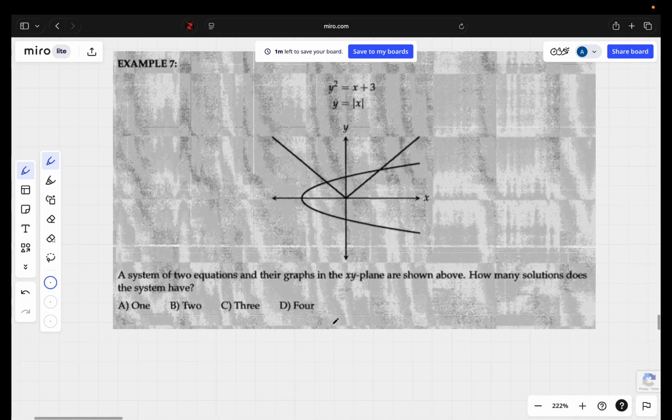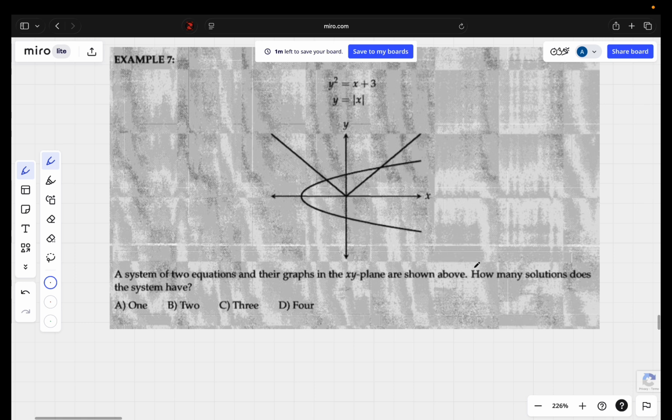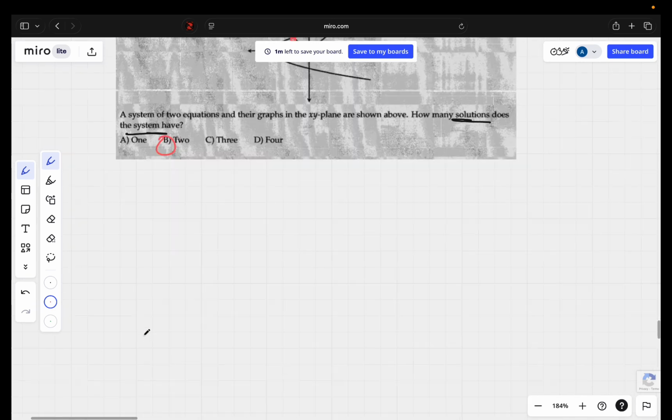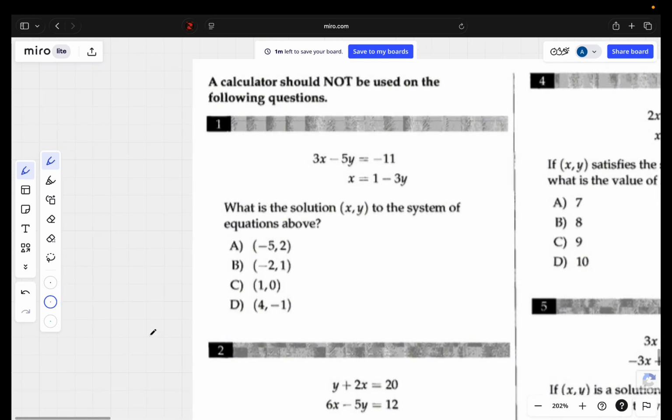And then we have example 7. It says, how many solutions does this system have? If it talks about the system, we're looking at all equations involved. So we have this one, and we have this equation. So we need to see basically where they're intersecting. So they intersect at this point and at this point. So these are the common intersections. So we will say they have 2 common intersection points. So 2 solutions.